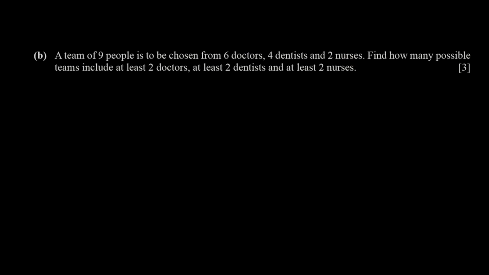So actually, this problem simplifies quite a lot. We've got to choose a team of 7 people now from 6 doctors and 4 dentists. Immediately we can do away with the 2 nurses, because we know the 2 nurses have already got to be in that team of 9. So really what we're choosing is a team of 7, where we need to have at least 2 doctors and at least 2 dentists.